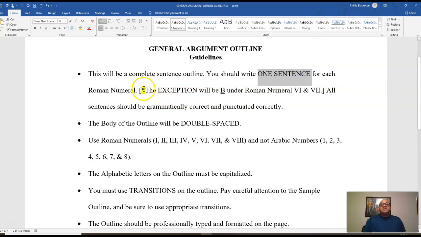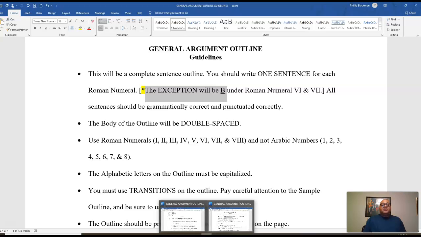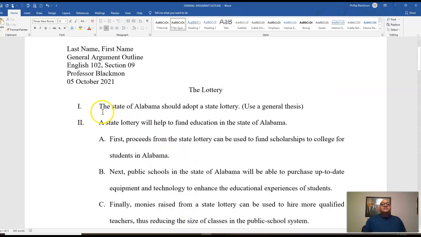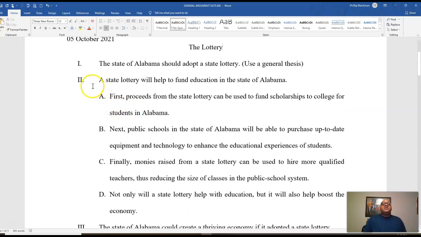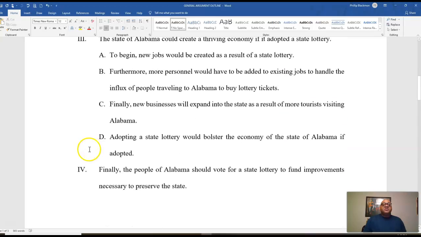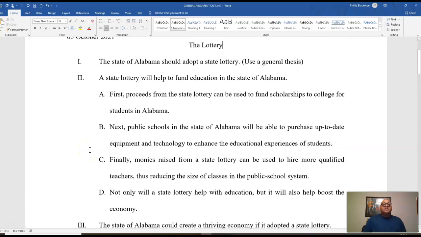Now, there is an exception on here, like I said, so we have to be careful with that. But for the most part, I'm asking you to write 1 sentence. 1 sentence per Roman numeral per alphabet. So, my position. The state of Alabama should adopt a state lottery. That is my position. Now I have to come up with 3 reasons. What 3 reasons can I use to support Alabama adopting a state lottery? Well, those 3 reasons are going to be my Roman numeral number 2, my Roman numeral number 3, and my Roman numeral number 4, right?